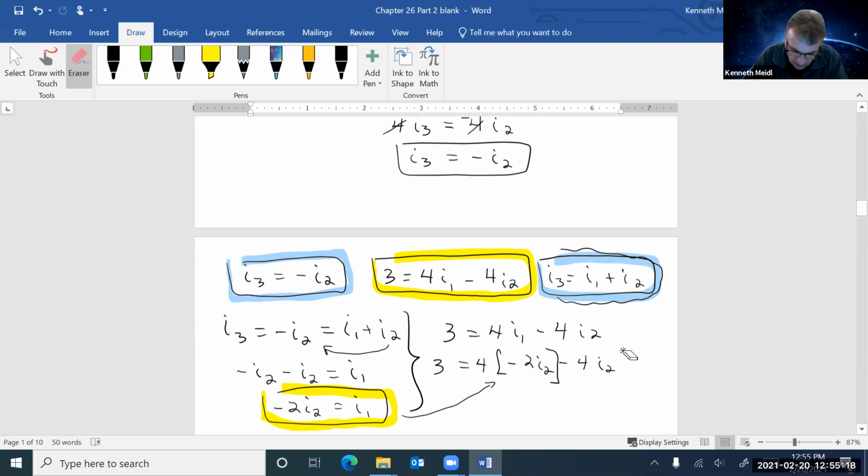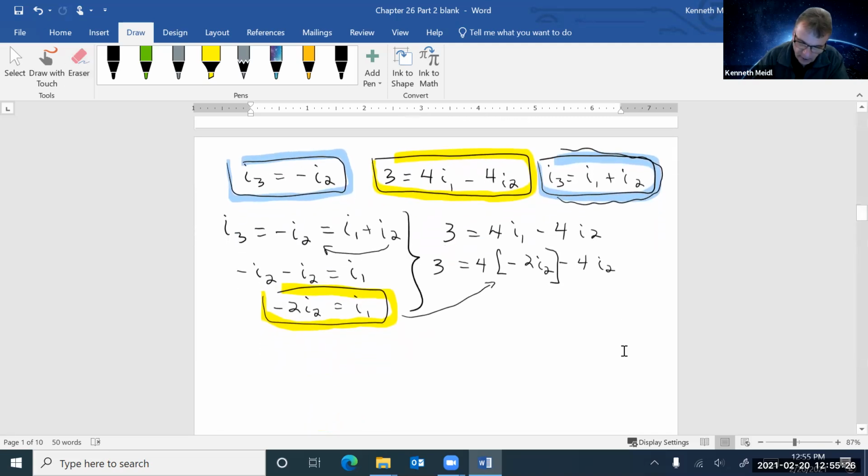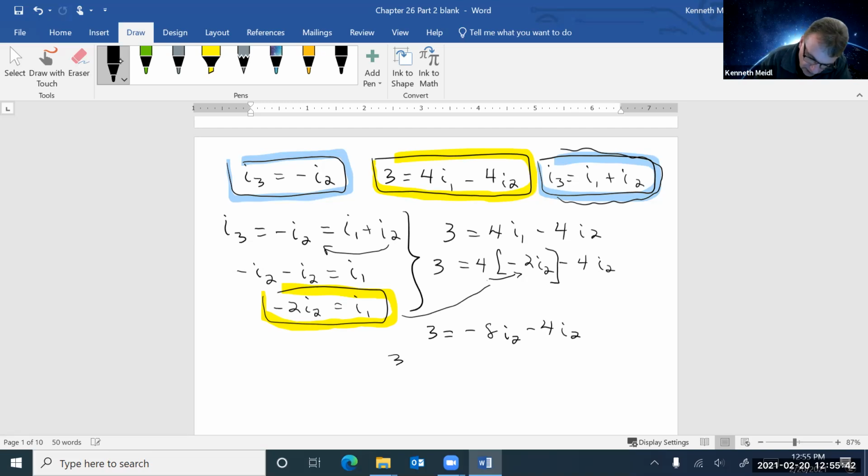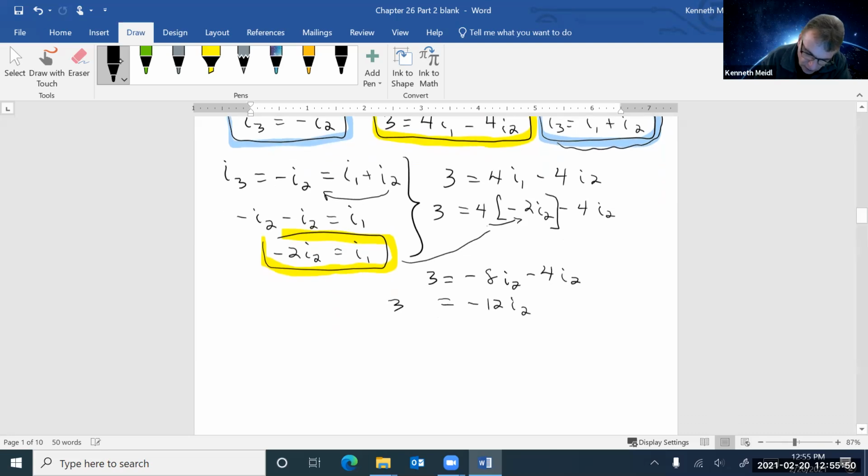Okay, so I1 is the same as 2 times I2 with a minus sign. Okay, so now we've got one equation and there's one unknown. So now you've actually got a fighting chance to really solve this. And so let's leave that 3, bring that 4 in here. And I guess you get minus 8 I2s minus 4 I2s. And so just take it piece by piece. So is that minus 12 I2s? And so 3 divided by minus 12 equals I2.